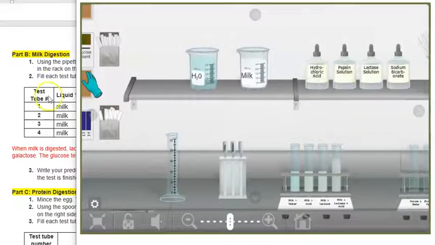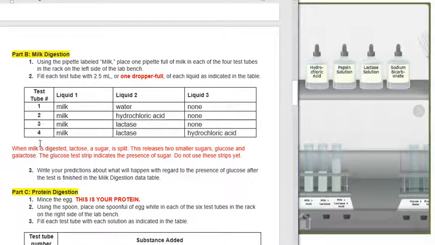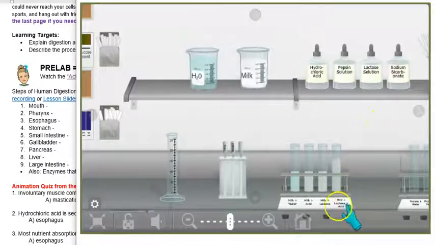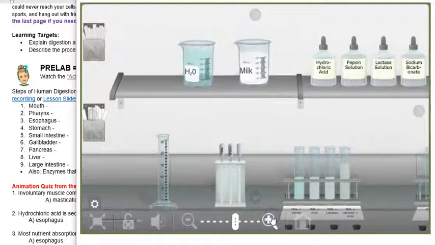All right, now our instructions say when the milk is digested, lactose, a sugar, is split. So that's going to release glucose and galactose, and we're going to test that with a glucose strip, but not until we've had time for the procedure to occur. What we are going to do is write predictions about what's going to happen in these test tubes. Predictions, okay?